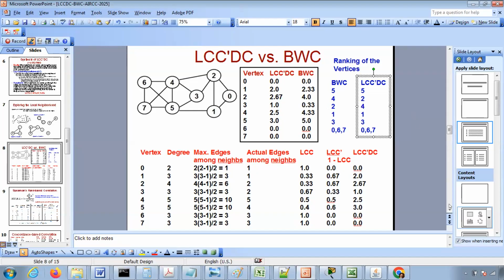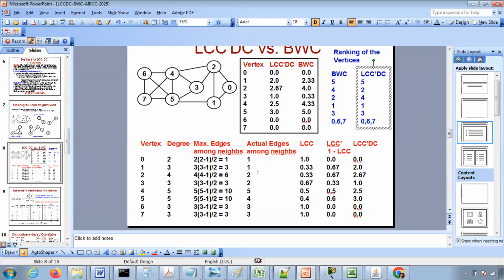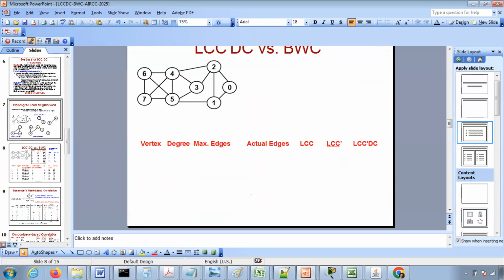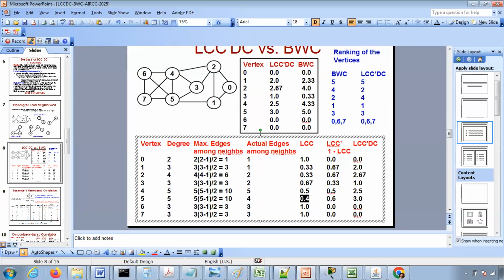So here I show the computation of LCC, which we went through for a couple of cases. For example, node 5 has 5 neighbors, so degree is 5. The number of links you would need is 5 times 5 minus 1 over 2, which is 10. And actually they have 4 links like I showed here. So the local clustering coefficient is 4 divided by 10, 0.4. And 1 minus 0.4 is 0.6 times the degree 5. So 0.6 times 5 is 3.